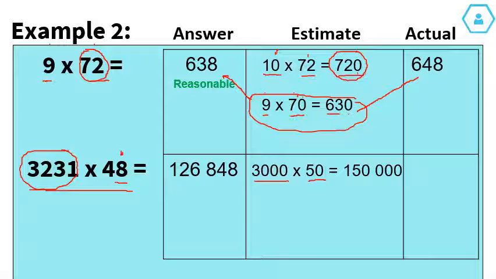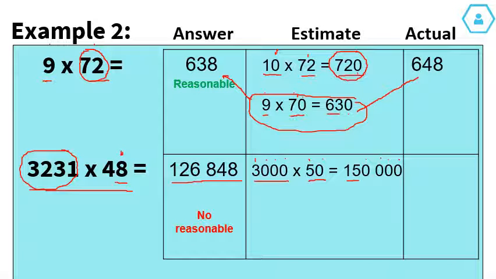Now I only need to know what 3 times 5 is, which is 15. And then I just add the zeros, 1, 2, 3, 4. So I've added 1, 2, 3, 4. And there you go, I've got 150,000. So that's my estimate. Now in this case, this number here seems to be too small. It's actually quite a lot smaller than 150,000. It's almost 24,000 smaller. So in this case, I'm going to say it's not reasonable.